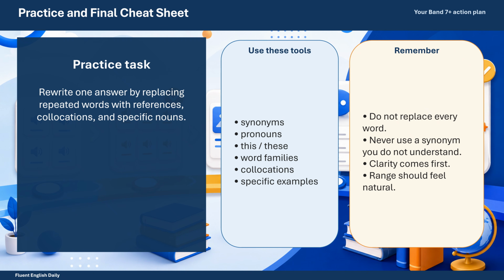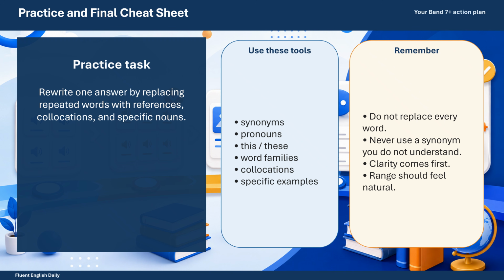Let's finish with a short practice task. Choose one IELTS speaking answer or writing paragraph that you have written recently. Underline the words that appear too many times. Then, try to improve the answer using synonyms, pronouns, reference words such as this and these, word families, collocations, and more specific nouns. However, remember the most important rules.